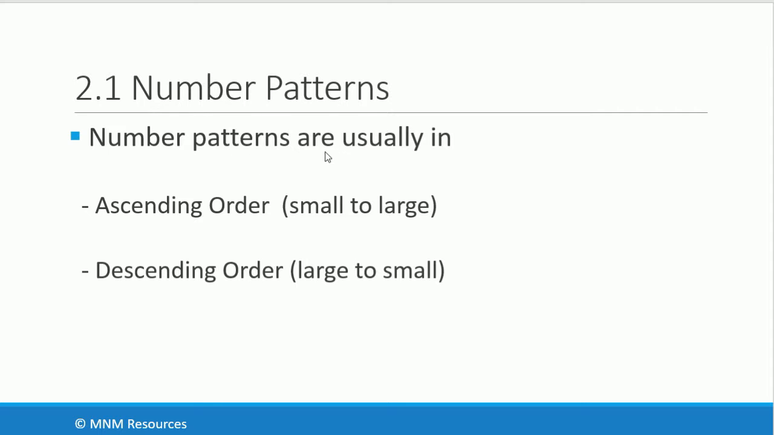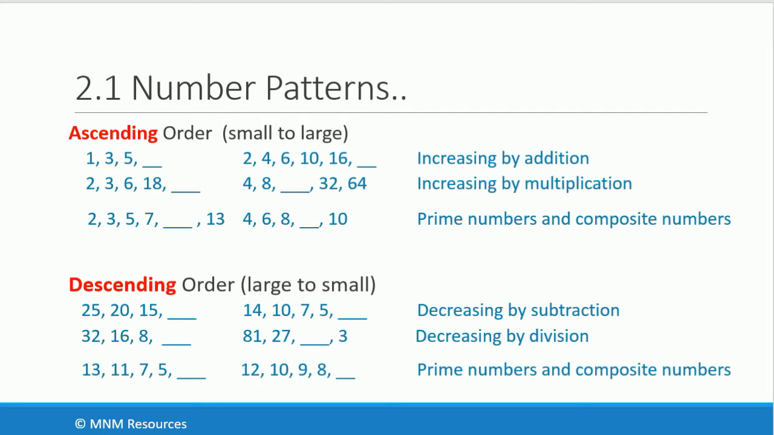Number patterns usually occur in two types. They are either in ascending order from small to larger numbers or in descending order from larger to small numbers. Let's take a look at a few examples and some typical number patterns that you will come across in your questions.